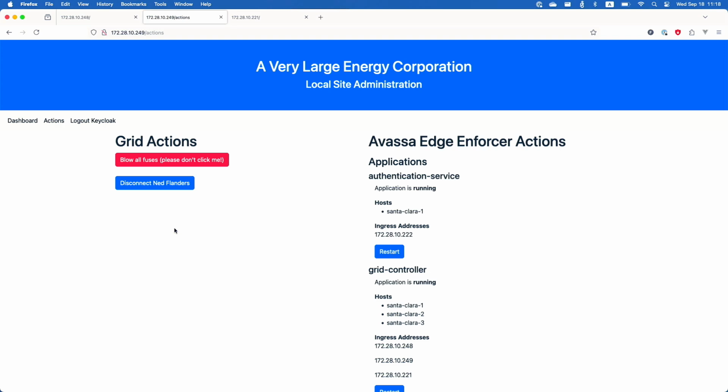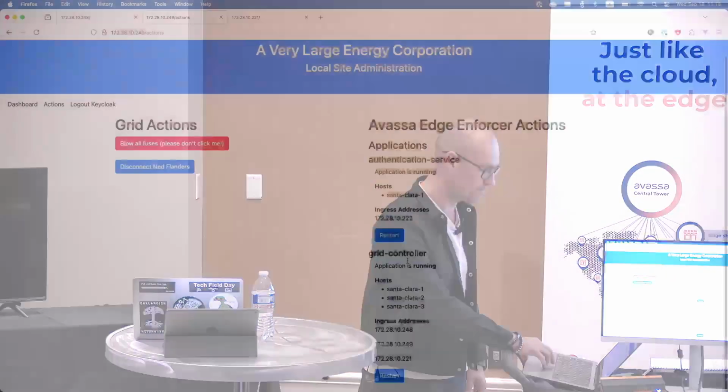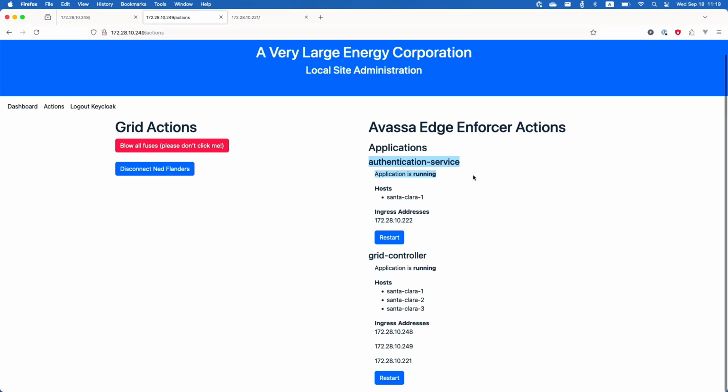But Avassa also provides, as part of our service, APIs that are local to the cluster that you can utilize from your application. Everything from what I show here, which is showing where my applications are running, on which machine they're running, and it monitors that they are up and running. It tells me what IP addresses they are running at, and so forth, just to show you some integration with our APIs. So which host is the authentication application running on? That's running on Santa Clara 1.